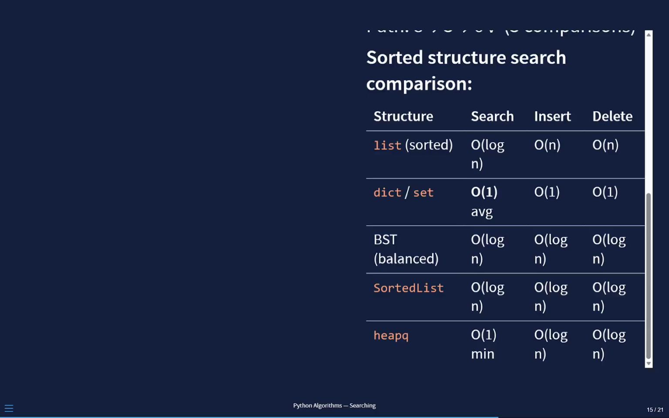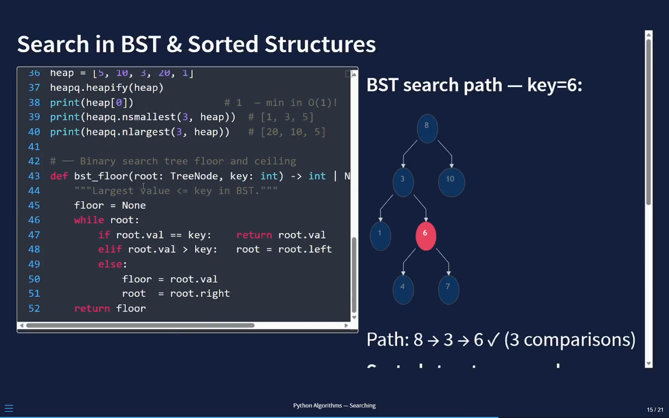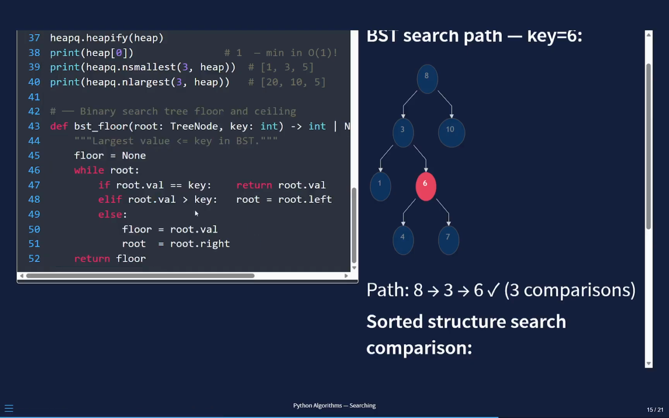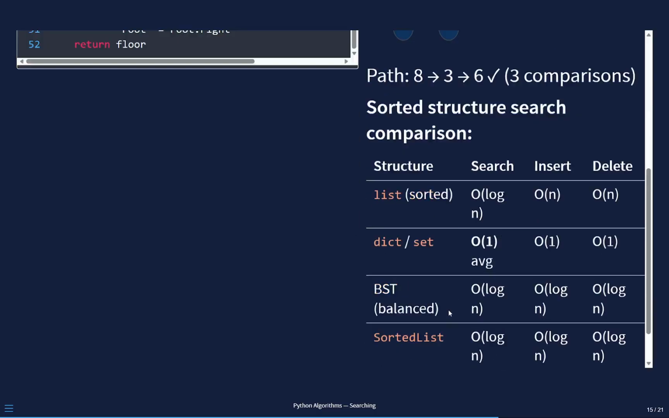BST floor and ceiling. BST_floor finds the largest value less than or equal to the key. Walk right when the current value is smaller than the key, tracking it as the best floor candidate so far. Walk left when larger. Returns the last tracked candidate. Click. The BST search path diagram traces key equals 6: start at root 8, 6 is less, go left to 3, 6 is greater, go right, found 6 in 3 comparisons.